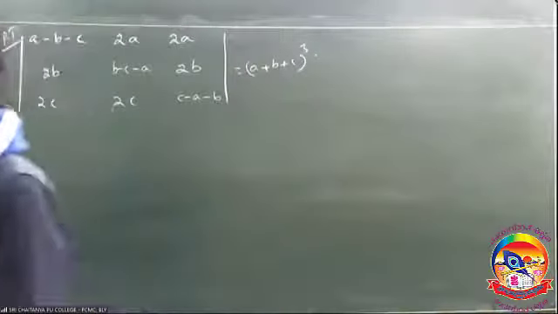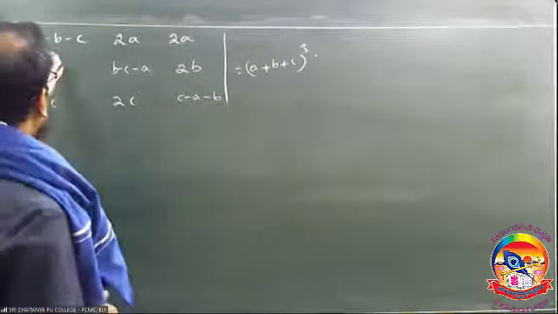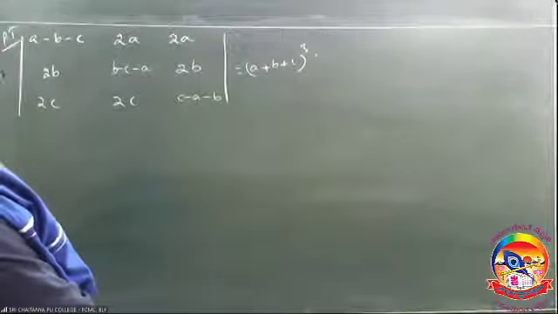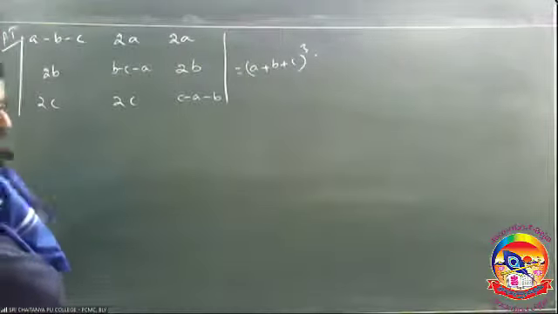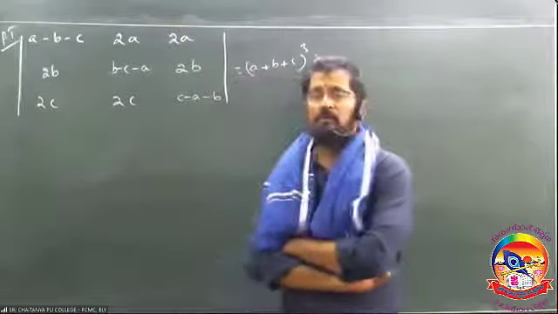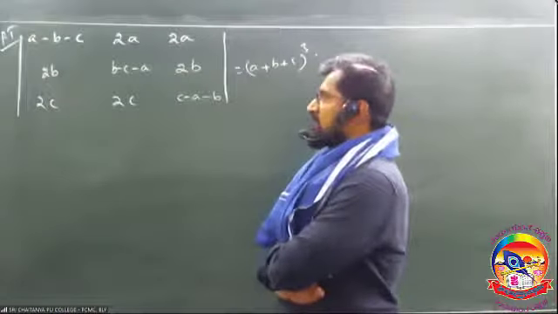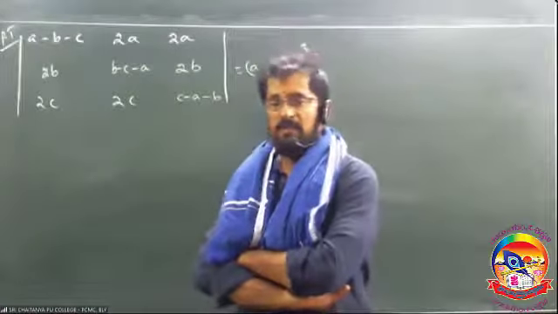If you observe the LHS, it is the determinant with rows A minus B minus C, 2A, 2B; 2B, B minus C minus A, 2B; 2C, 2C, C minus A minus B. This is a very lengthy problem, so try to do it very slowly. First of all, check the RHS. The RHS has been given as A plus B plus C whole cube.